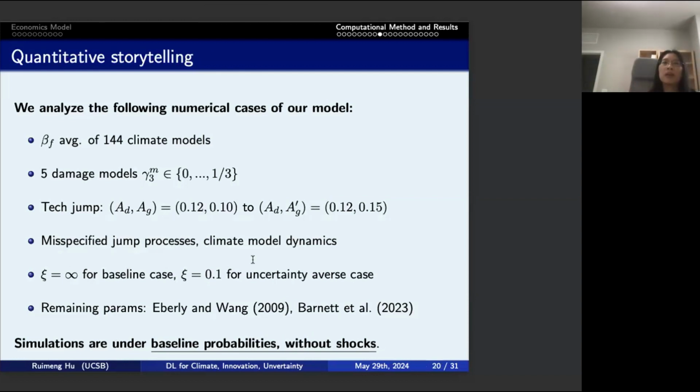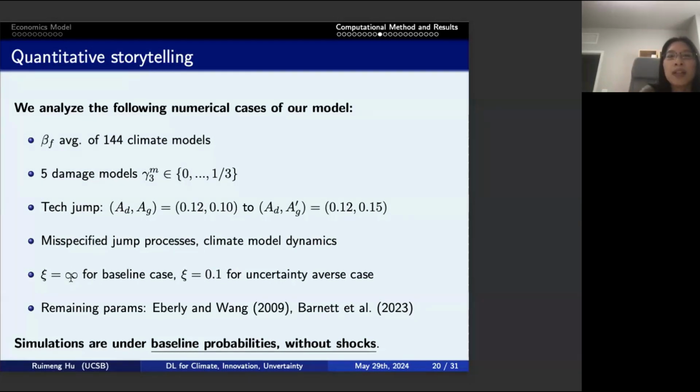So before that, let me show the parameters that we are using here. Beta here is the TCRE parameter, and we take the average from 144 climate models, and for the possible curvature in the damage function, we take 5 different possibilities. The productivity of the sectors are taken to be 0.12 and 0.10. Prior to the jump and after the jump, the productivity for the green capital is pumped to 0.15. Okay, and then we examine what happens if there are misspecifications in the jump processes and also in the diffusion part, and we compare two different scenarios.